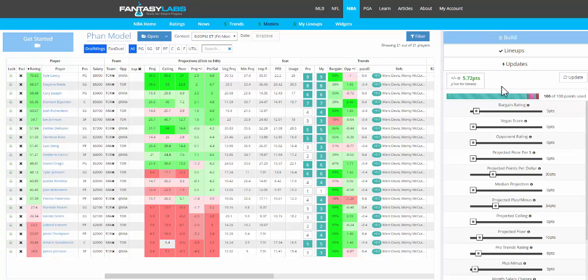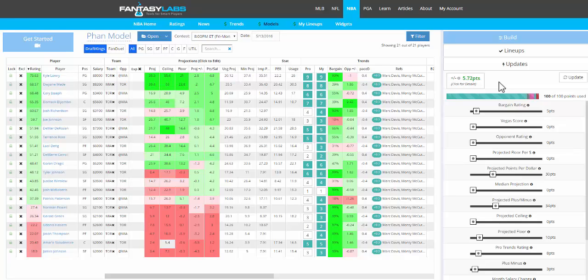And then in models, when you move around the sliders and click update, what we're doing is we're back testing and we're looking at plus minus. So I'm looking at the model for NBA. His model has scored 5.72 points per player per game above what you'd expect based on their salaries. So everything that we do in terms of back testing is based off of plus minus.